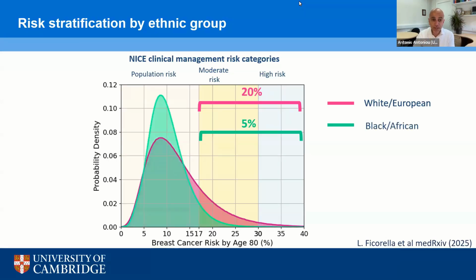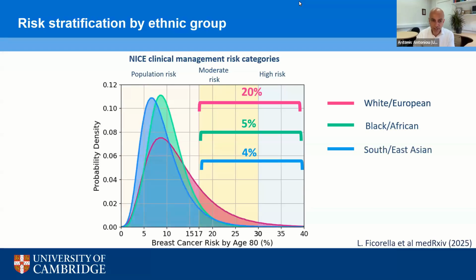Now, if we plot the same distributions for African ancestry or Asian ancestry women, you can see that those curves are shifted towards having a lower risk, but also they are narrower in terms of the distribution. This is because of the lower cancer incidences in those groups, but also the lower predictive ability of the PRS.